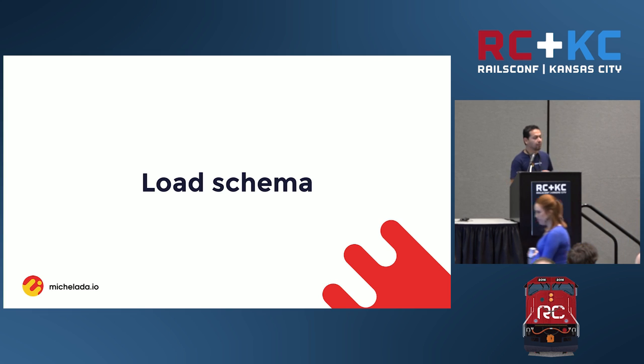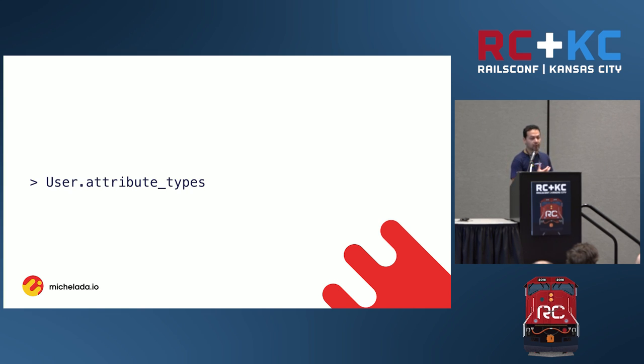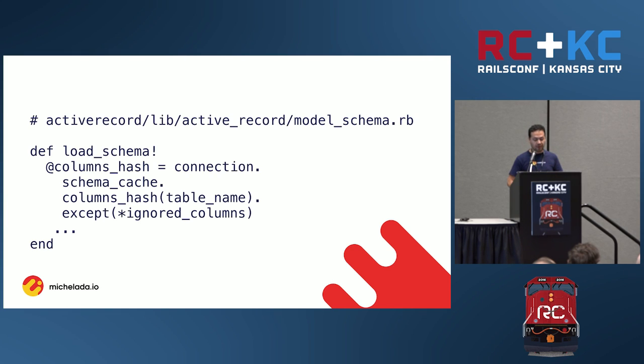So the first thing: when we load a model in our application and we try to do any kind of operation, like a query, the first thing that is going to happen is that ActiveRecord is going to try to load this table schema. Basically, it's calling this method. If we fire up the Rails console, configure some model and call attribute types, we find out that this method fires something inside of the ActiveRecord code, which is called load schema.